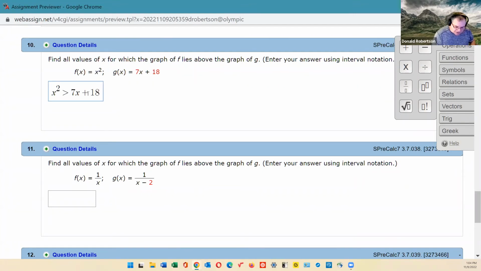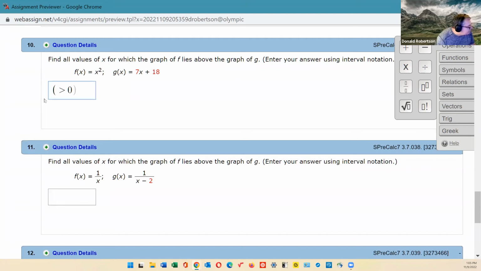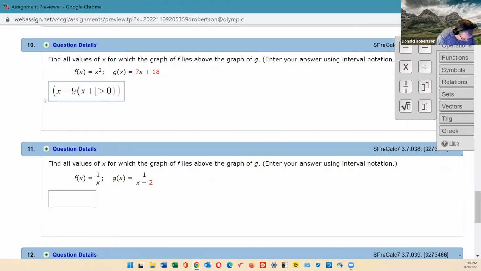Now you already know that that is not the way an inequality needs to be. It needs to be factored, and it needs to be greater than or less than 0. So first thing I'm going to do is subtract 7x from both sides and subtract 18 from both sides. And now I have a nicer looking inequality, which is that one. But it has to be factored. And if you factor this one, you get x minus 9 brackets x plus 2, and it has to be greater than 0.